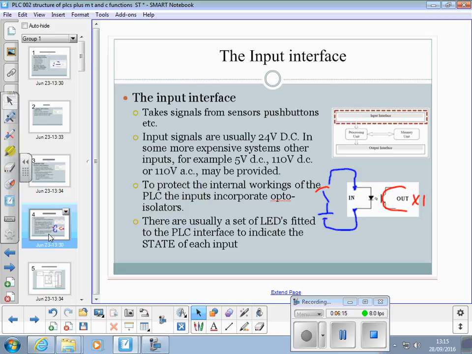There's usually, and there is on ours, there are the numbers on the front panel, but there's little LED indicators to tell you whether the inputs are on or off as an extra indication, aside from the monitor and using the programming software. So you can actually look and see, is X1 on, yes or no, from the LED.